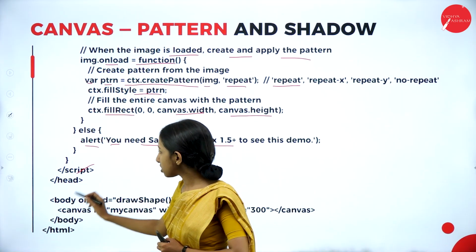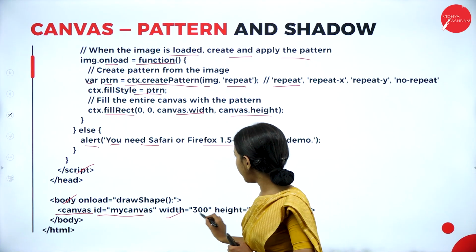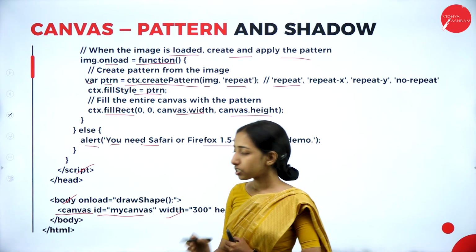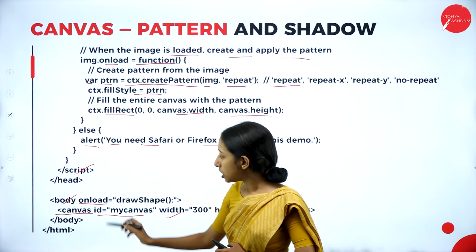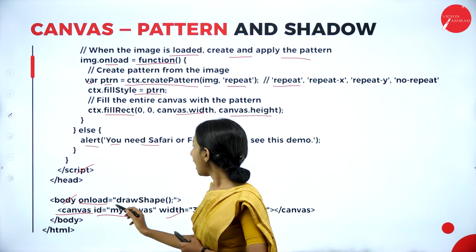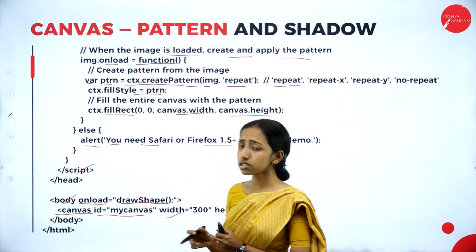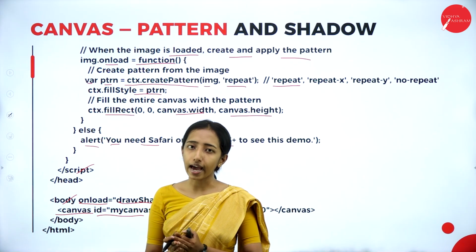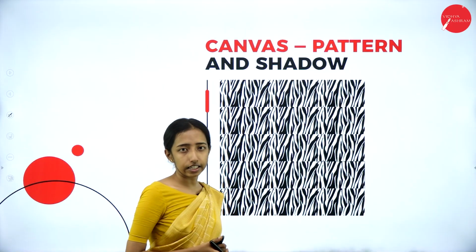And the script is closed, then the body, and here the canvas ID myCanvas, width and height. Inside the body you can see onload I have given. This onload I have mentioned here is image.onload, and drawShape is assigned to the onload. This is a simple example of how we can do it. And this is the output for the program we have created.